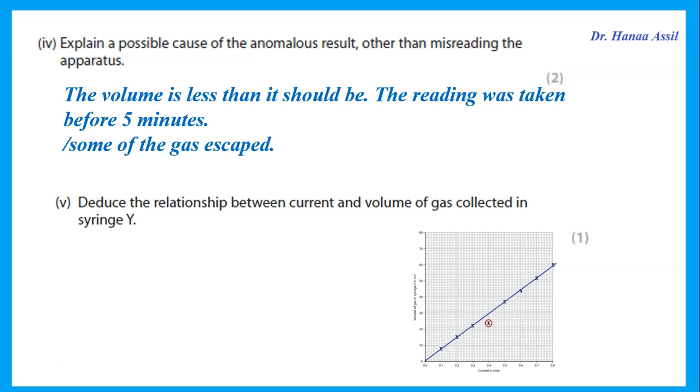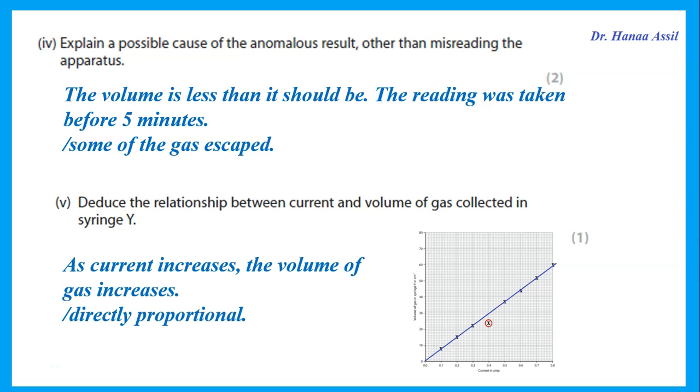Deduce the relationship between current and volume of gas collected in syringe Y. So we have current versus volume, and as we see, it's a straight line, and that means it is directly proportional, or we say as the current increases, the volume increases.